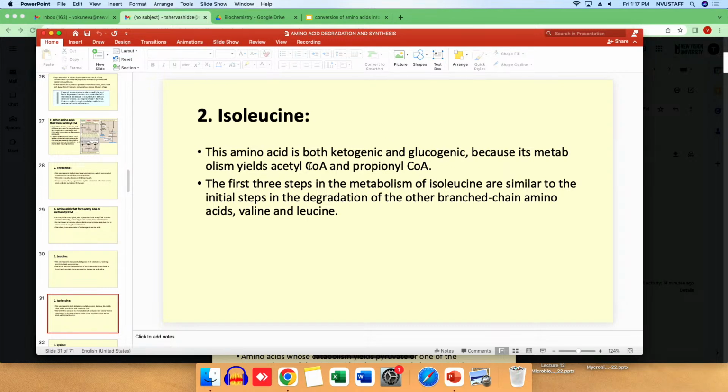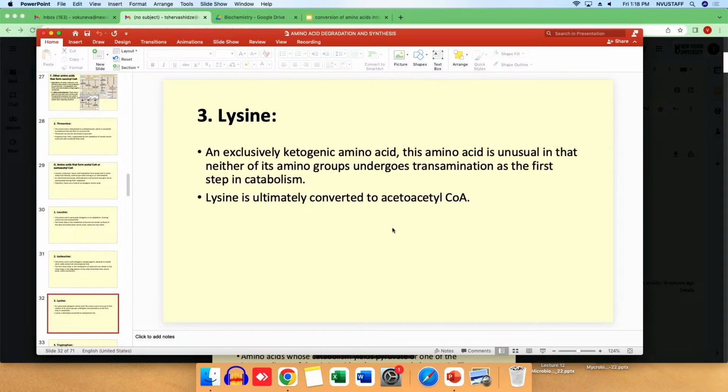But isoleucine itself is, compared to leucine, slightly different, so you can remember it with the name isoleucine. Iso has something different. Isoleucine is ketogenic and glucogenic. Why is it so important? We can get acetyl-CoA and propionyl-CoA as well from isoleucine. We cannot get it from leucine. Steps are similar to valine and the leucine. What about lysine? What is special about lysine?